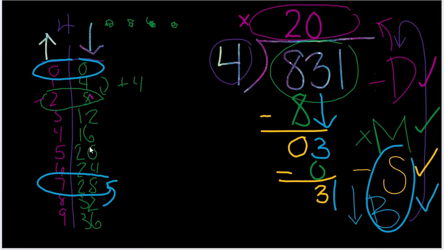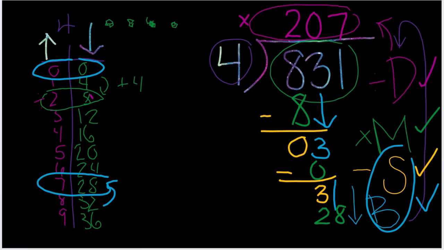Yep, 28 divided by 4 is 7. So we put our 7 at the top. Then we go down to multiply. 7 times 4. If we look on our table, what was 7 times 4? 28. So I'm going to put 28.